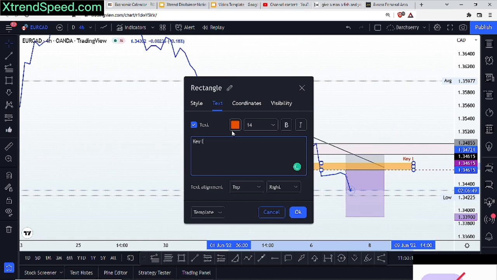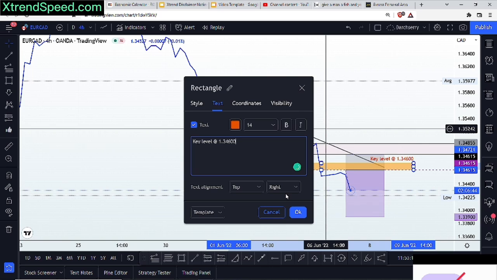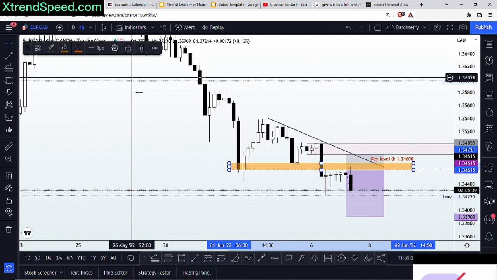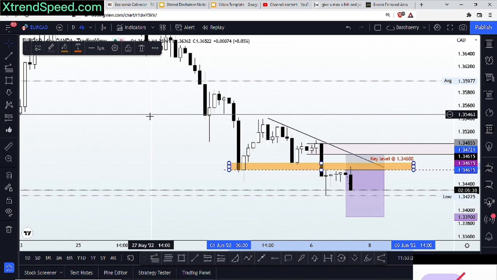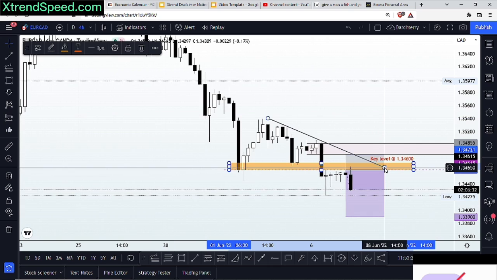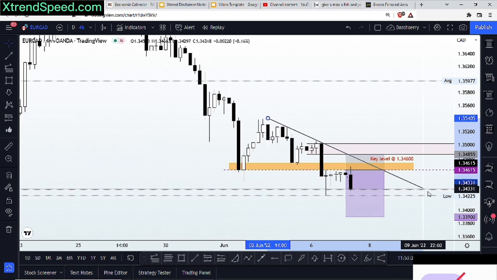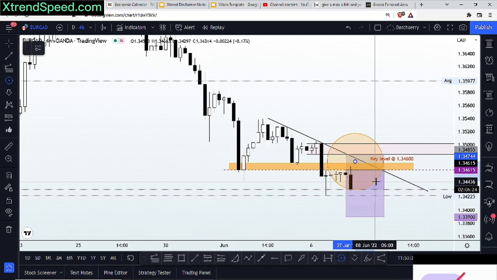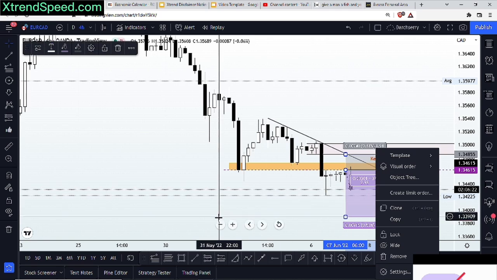Allow me to label this 1.34600. So we had a key level at 1.34600. What does this key level make us understand? It makes us understand that we don't want to take any trade above that area. And if we look, the key level shares a confluence with the bearish trend line we identified that has started since the beginning of the month.